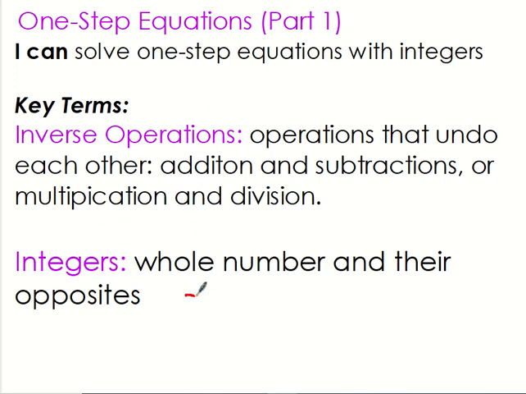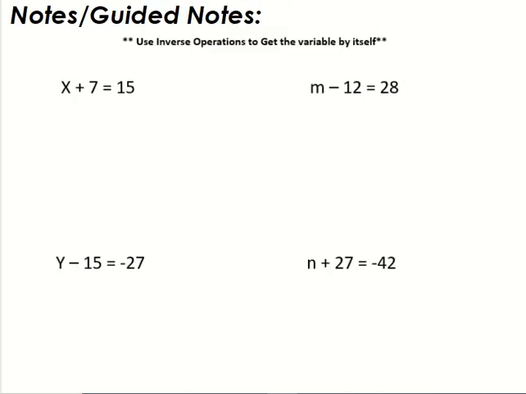Integers are just whole numbers, but also the negative versions of those whole numbers, with no decimals or anything like that. Inverse operations are opposites, so they can cancel each other out. Addition and subtraction are inverse operations. Multiplication and division are also inverse operations.